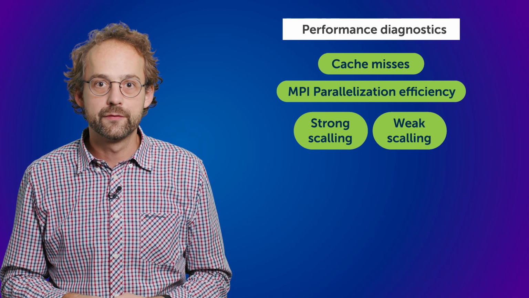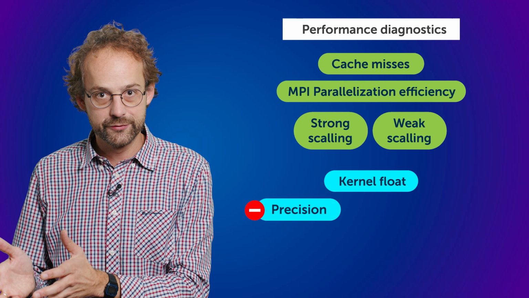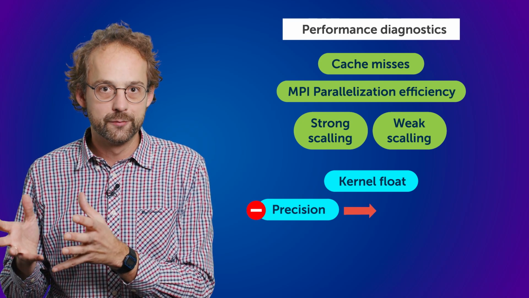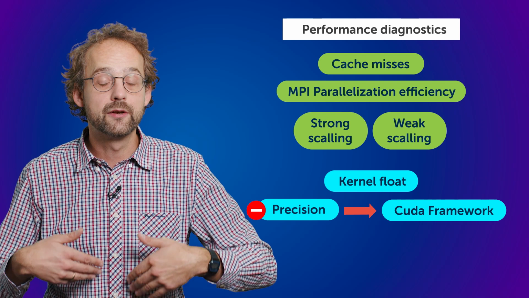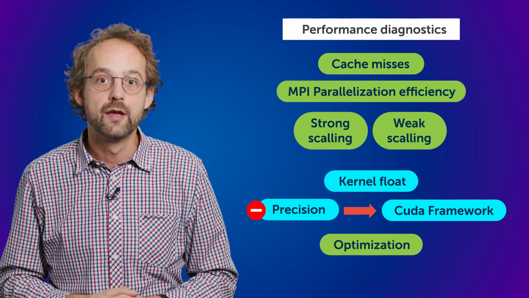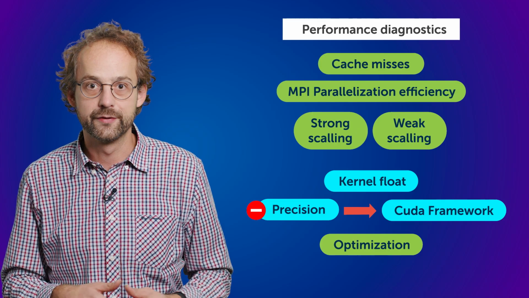And finally, we also have a tool called KernelFloat, where we can look into reduced precision studies again and reduce the numerical precision for different parts in the CUDA framework for a specific application. And then you can also make optimizations where you try to find the best optimal precision level for specific parameters in the system.